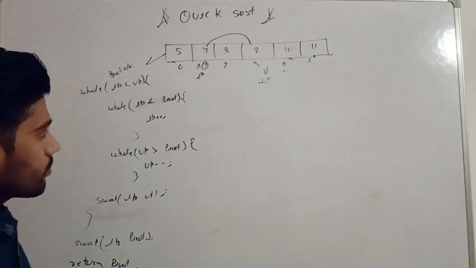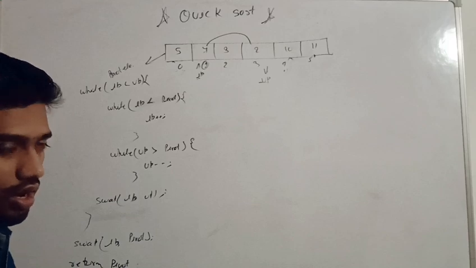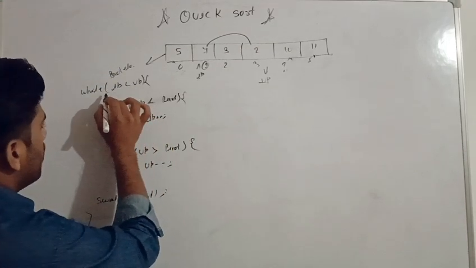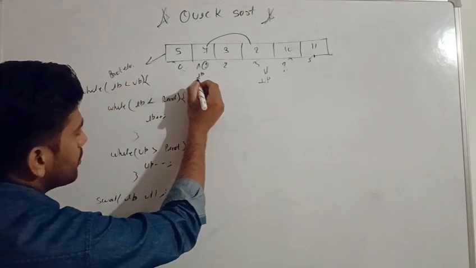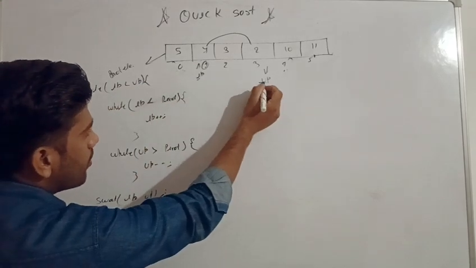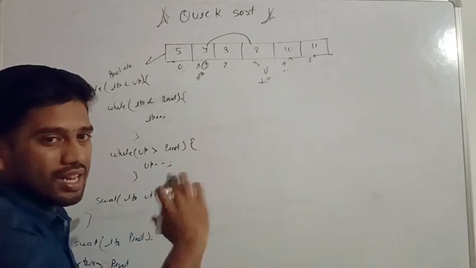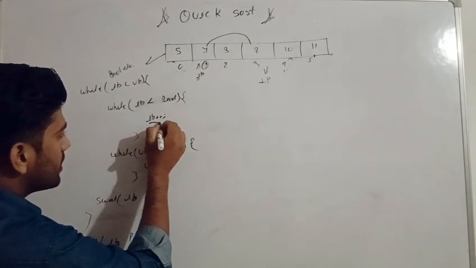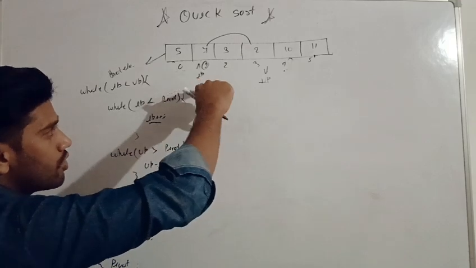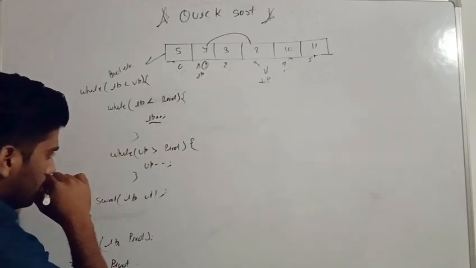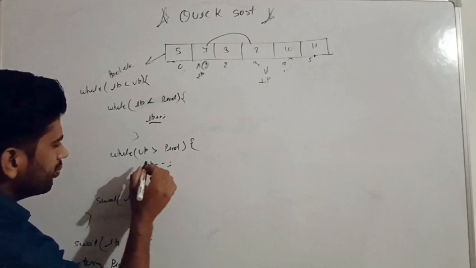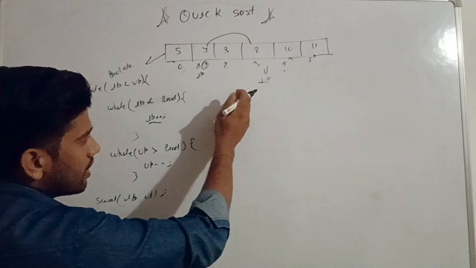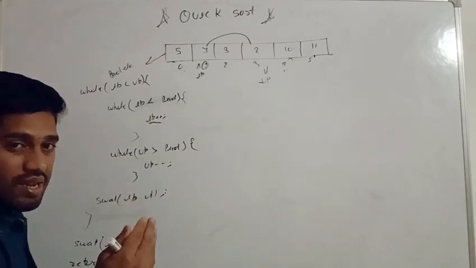And I will write the complete code on our machine. Now here we can see, while the lower bound is less than the upper bound, at that time we are going to increment or decrement. When the condition is satisfied, the lower bound should be incremented, and when the upper bound is greater than the pivot element, we are going to decrement.